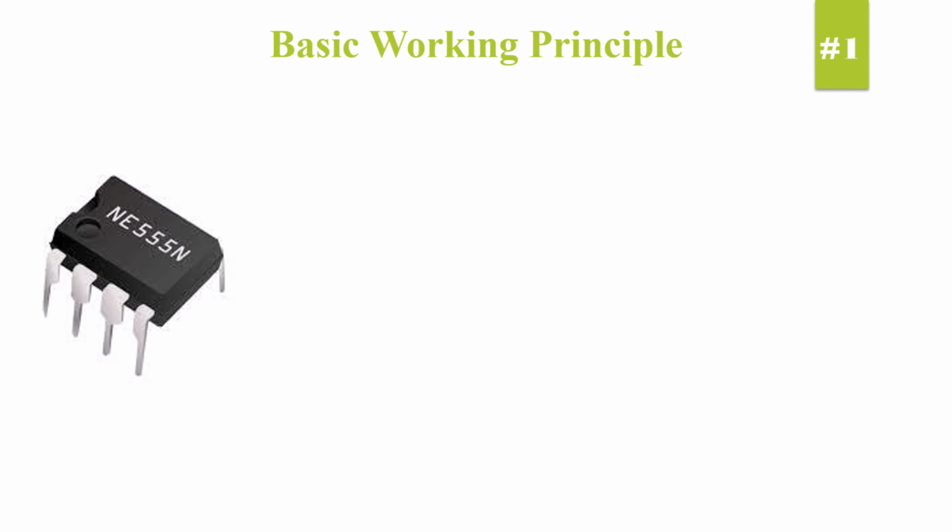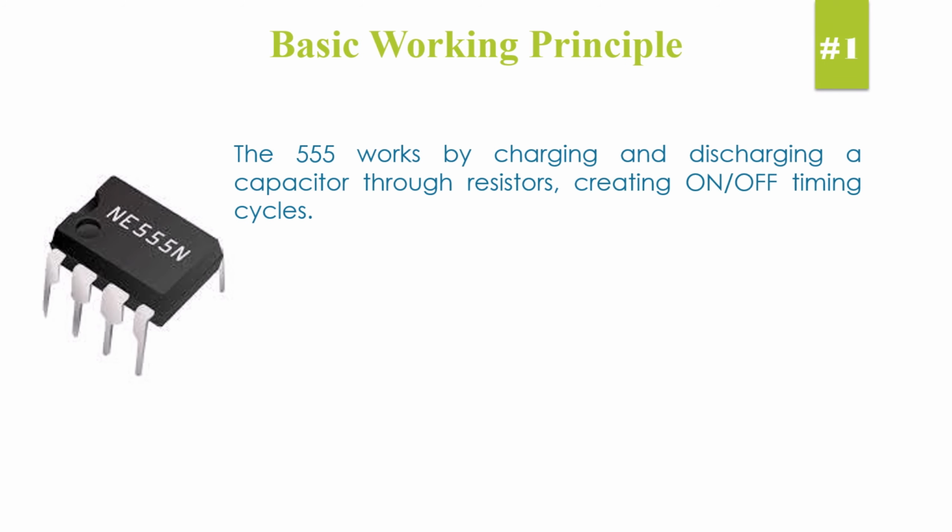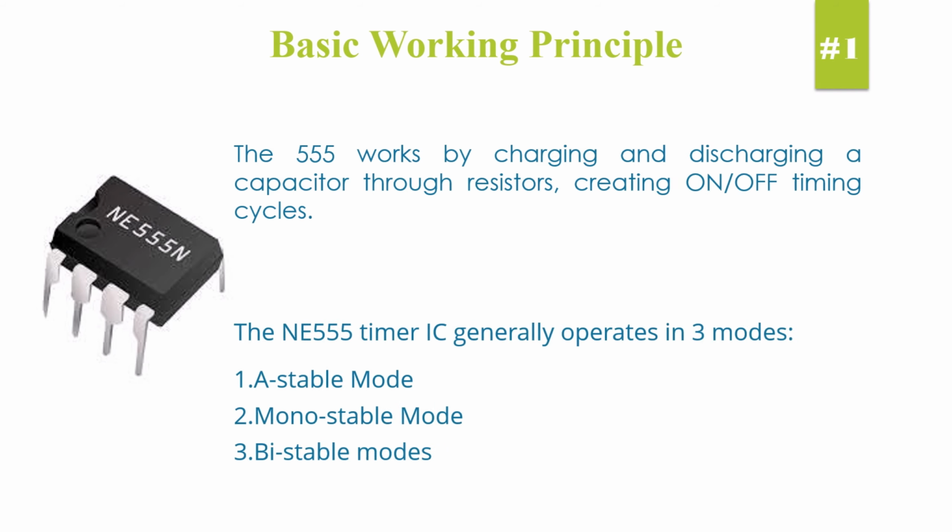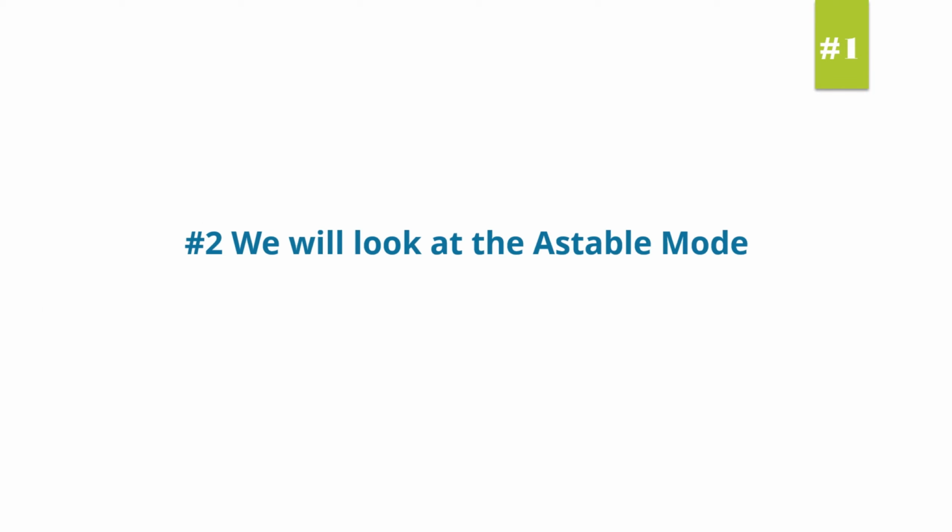The 555 works by charging and discharging a capacitor through resistors, which creates on and off timing cycles. It generally operates in 3 modes: Astable, Monostable and Bistable mode. In the next video, we will look at the Astable mode.